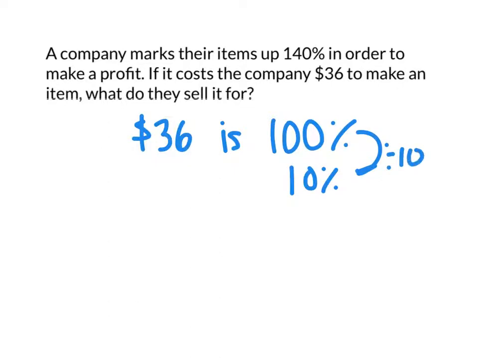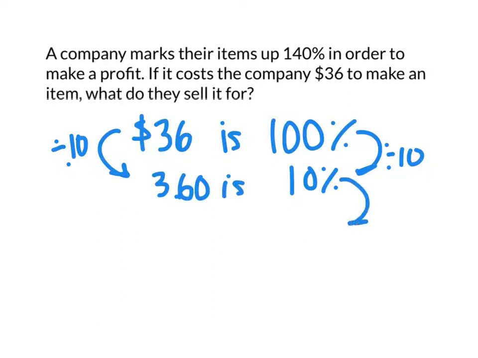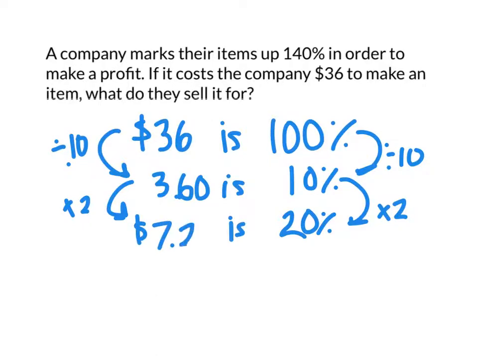You'll notice that I like to find 10% or 1% a lot because they're so easy to find. So 10% is $3.60. I'm going to find 20% next. I could go straight from 10% to 40%, but multiplying by 4 is a little bit harder for me than just doubling something. So it's pretty easy for me to double. So $3.60 doubled is $7.20. And then I'm going to double that again.